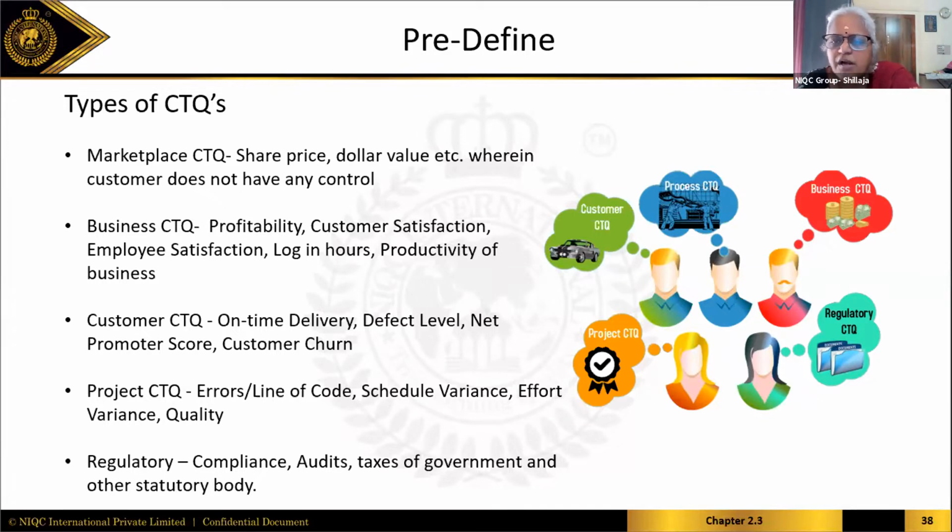What does the customer want? The customer wants on-time delivery. This is something most of you would have heard of, especially in the manufacturing sector. Students from the manufacturing sector, on-time delivery is very important. Then defect level. I want 0 defects.